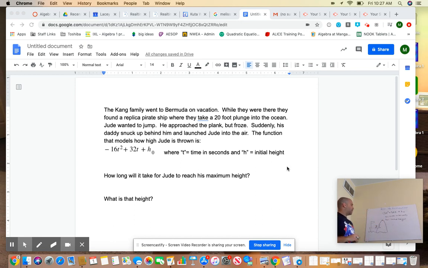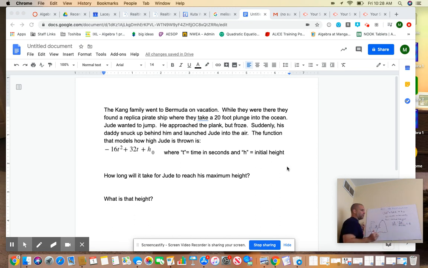This problem asks two questions. The first question is, how long will it take him to reach this maximum point? And then, what is the actual height? To answer the first question, we need the axis of symmetry. That's the formula we discussed before, opposite b over 2a. So taking from this formula, it's opposite 32 over 2 times negative 16. If we simplify this, negative 32 divided by negative 32 gives us 1.